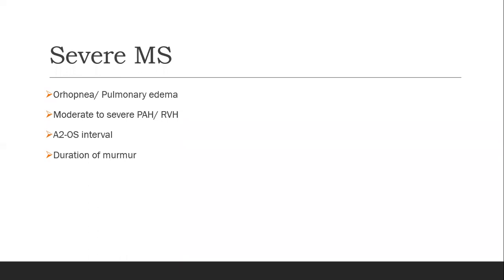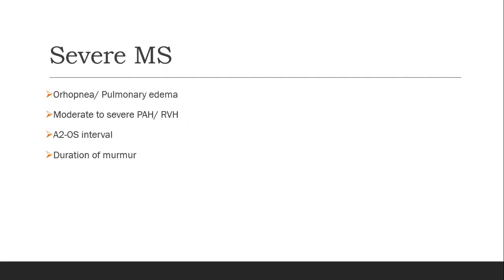Next is the A2OS interval. A2 is the part of S2. It marks the beginning of diastole. So if the mitral valve opens immediately after diastole begins, it means that the left atrium is at such a high pressure that it opens the mitral valve very early. So a short A2OS interval means the left atrium is at a higher pressure, which means we are having a severe mitral stenosis. So the longer the duration of the murmur, the more the severity of MS. The shorter the A2OS interval, the more severe is the stenosis. So these two findings on auscultation indicate the severity of MS.